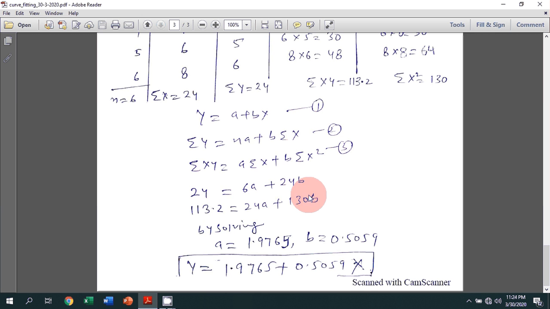After solving these two equations, we get the value of a = 1.9765 and the value of b = 0.5059, and putting these values in equation 1, y = a + bx, we get the straight line curve equation, that is y = 1.9765 + 0.5059x.